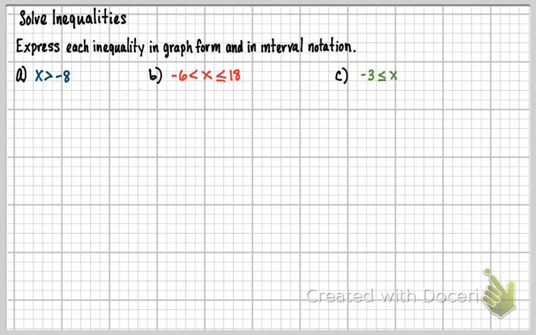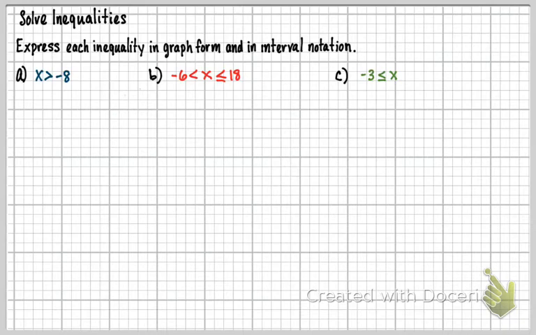Solve inequalities. Express each inequality in graph form and in interval notation. So we're going to do both of these forms. First off, we have x is greater than negative 8.